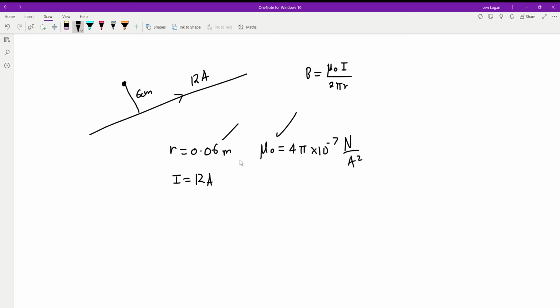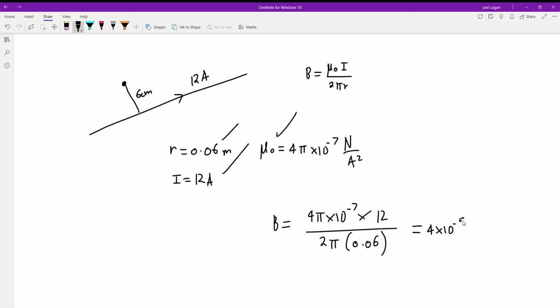Alright, we got that, we got that, we got that. We can just plug in because we've got to find what B is. So B is going to be 4 pi times 10 to the negative 7 times 12 all over 2 pi times 0.06. You can plug that into your calculator, so I'll just do that now. We'll have 4 shift pi times 10 to the negative 7 times 12 over, and you should get 4 times 10 to the negative 5 Tesla. That should be the strength of the magnetic field at this point.